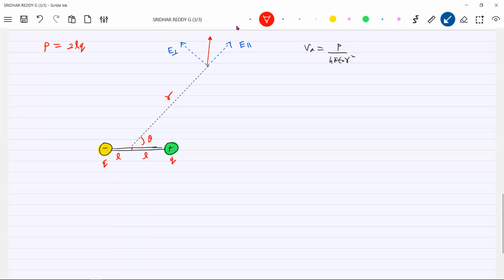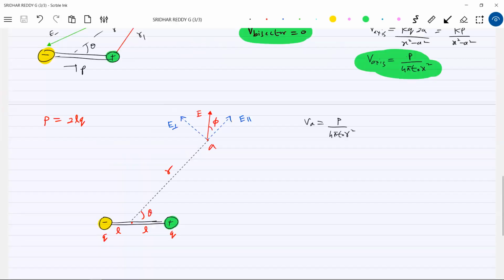slightly deviating away. Will I agree? There will be a field at point A due to what? Due to the positive charge and the negative charge. The resultant of that is what? This E bar. But here we have some method. This is called a polar coordinates method, which is not in the syllabus, but I'm just writing the formula so that it will be very easy for us.